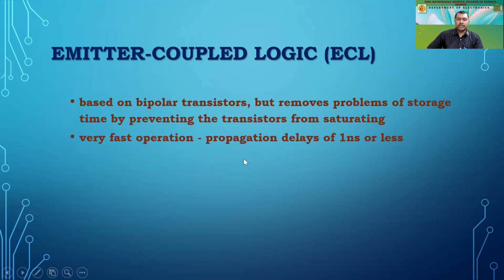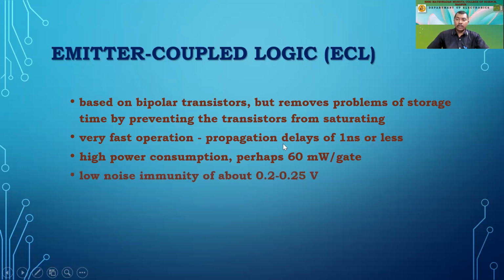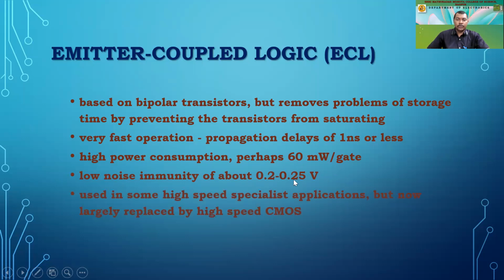Very fast operation, propagation delays of 1 nanosecond or less. So we have a very high speed. Then high power consumption, perhaps 60 milliwatt per gate. So the power consumption is very important here because it is consuming 60 milliwatt per gate, and in CMOS it's around 1 milliwatt per gate, and in TTL we are using 1.5, right? Noise immunity is around 0.2 to 0.25 volt, used in some high speed specialist applications, but now largely replaced by high speed CMOS, right?